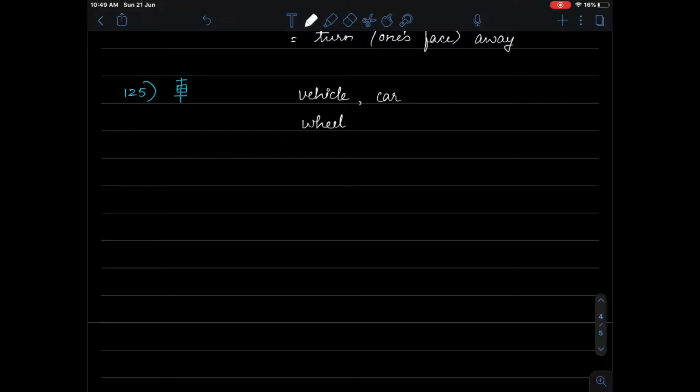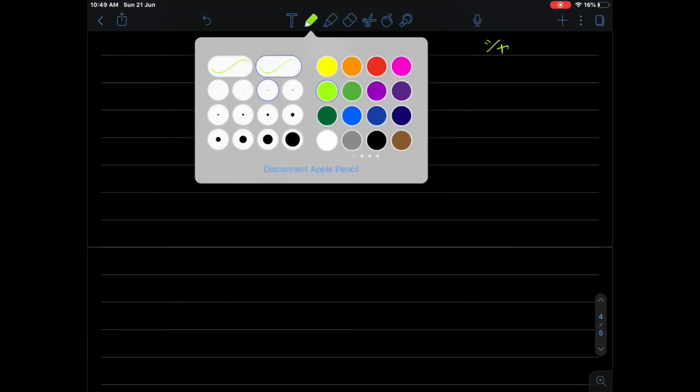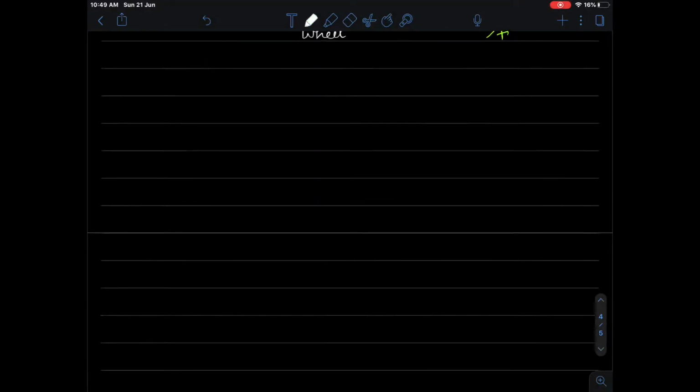It could be a little difficult to visualize this one, so I'm not going to do the mnemonic. Fine, I will tell you the on and kunyomi directly. So the kunyomi is kuruma. Kuruma. So when you want to talk about cars, you're just going to say kuruma. And the onyomi is sha. Sha. Let's have a look at some words for it.